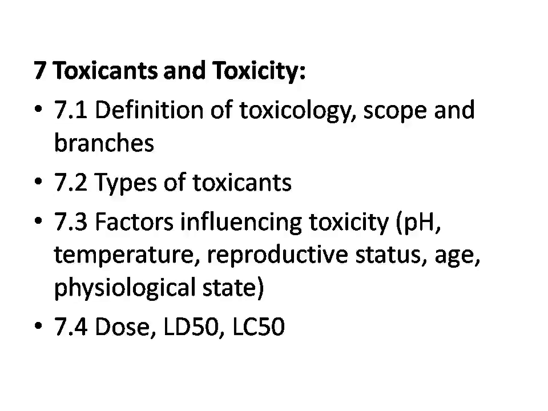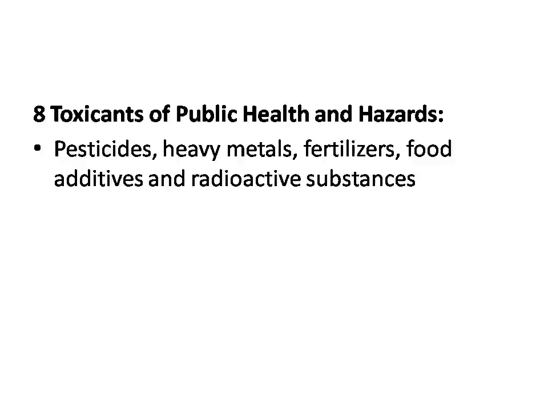The seventh chapter is toxicant and toxicity, where the definition of toxicology, scope and branches, types of toxicants, and factors influencing toxicity like pH, temperature, reproductive status, age and physiological state are discussed. Then dose, LD50 and LC50 concepts are discussed. Pesticides, heavy metals, fertilizers, food additives, radioactive substances and public health hazards are discussed in this chapter.